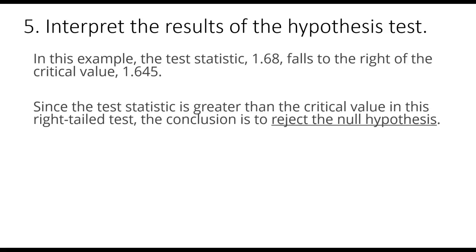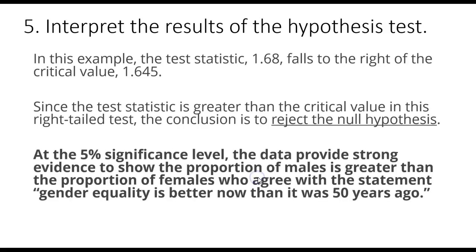So because the test statistic is greater than the critical value, we reject the null hypothesis. Therefore, at the 5% significance level, the data provides strong evidence to show the proportion of males is greater than the proportion of females who agree with the statement, gender equality is better now than it was 50 years ago.